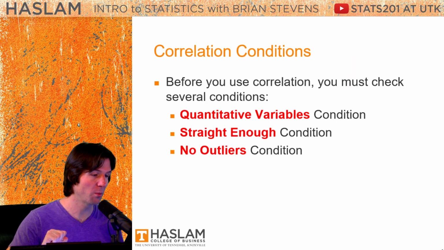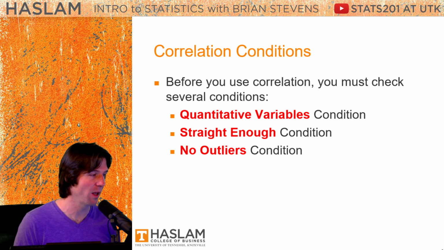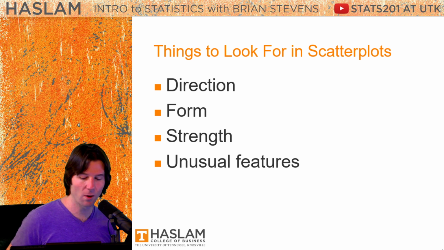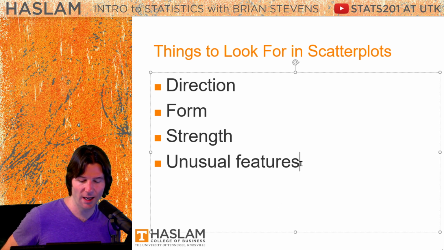So when is correlation appropriate? When it's two quantitative variables, when it's a straight enough relationship, and there's no outliers that are going to drastically change the relationship. How do we describe correlation? Well, we describe it with the strength, direction, form, and unusual features. I should say also that we could put a side note down here.